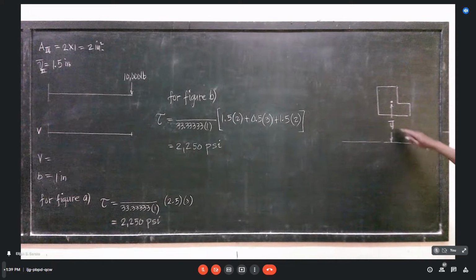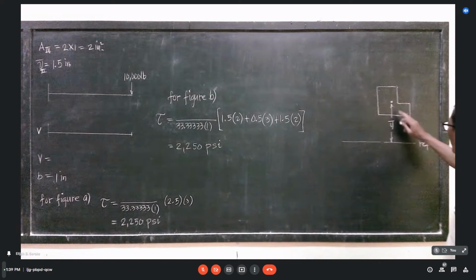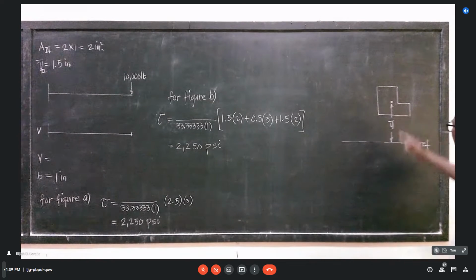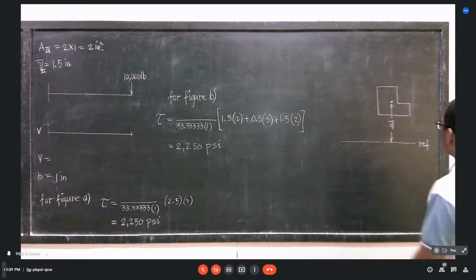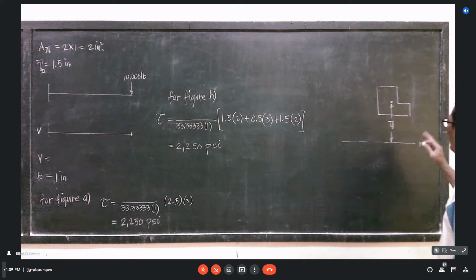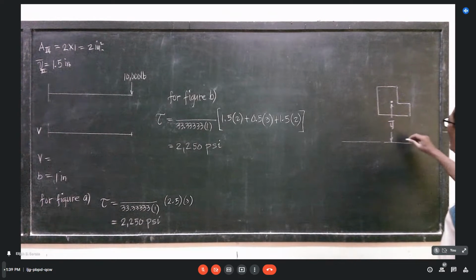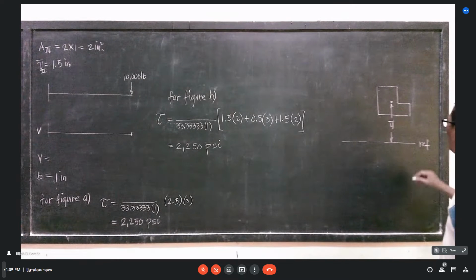Now, how do we get this Y? Of course, once we know Y, we already assure the location of the center of gravity on the horizontal axis. So, since we know the centroids of a rectangle, we can subdivide this into rectangles.